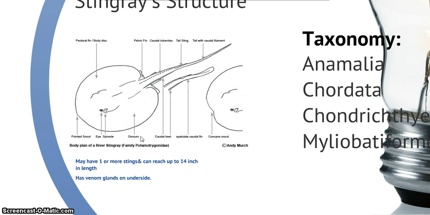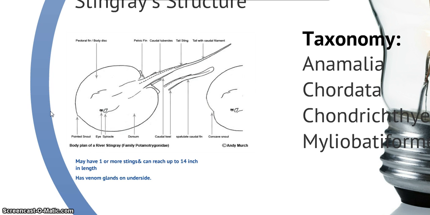The stingray structure, depending on the family, it could have a pointed snout or a concave snout. The pectoral fin, which is used to move the stingray around, is attached to the body disc, and the body disc is the round part of the stingray. There's the eyes on the dorsum, which is the top of the fish. Behind their eyes will always be a spiracle.